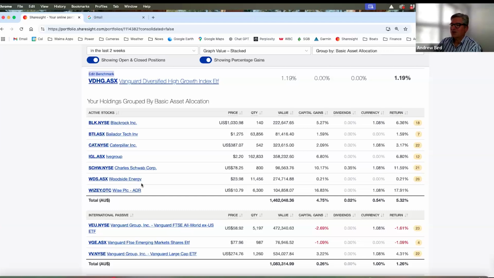And particularly when it comes to risk tolerance, is everyone comfortable with what's going on in the portfolio? And Sharesight facilitates that. She gets a weekly email with what's going on, even though she doesn't log in very often.